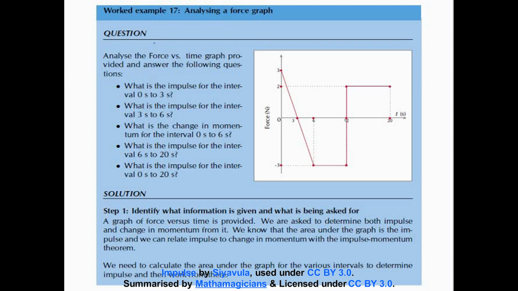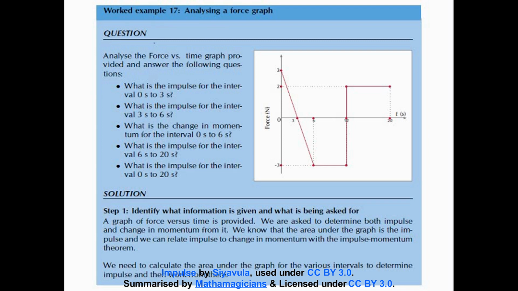Quite a bit of calculations here. So the first question you might ask yourself is, how do I approach this question? Well, don't worry, I am going to show you. Step 1, we always identify what information is given and what is being asked for. Always. That is always step 1. So the graph of force versus time is provided. Great, we know that. And we are asked to determine both impulse and change in momentum from it.